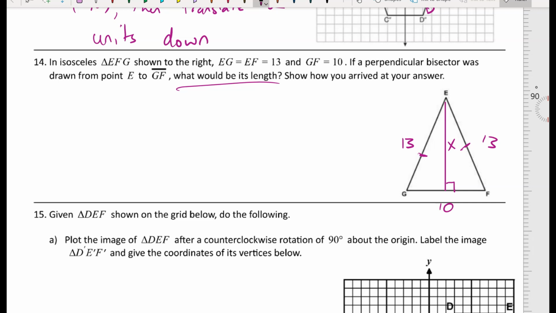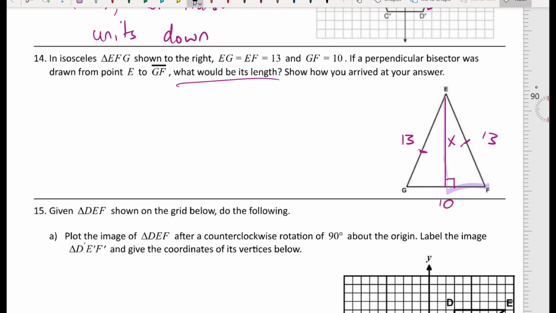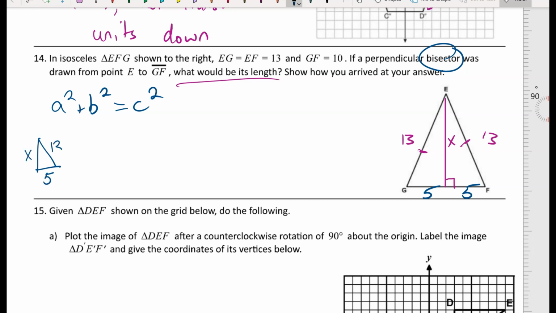Well, I see a right triangle here, and maybe I can apply the Pythagorean Theorem that states the sum of the squares of the legs should be equal to the square of the hypotenuse. But the problem is, what is that side down there? Well, it's a bisector as well, so it's cutting GF in half. So it should be 5 on both sides. So really what I have is a right triangle with a leg of 5, the other leg I don't know, and the hypotenuse is 13.